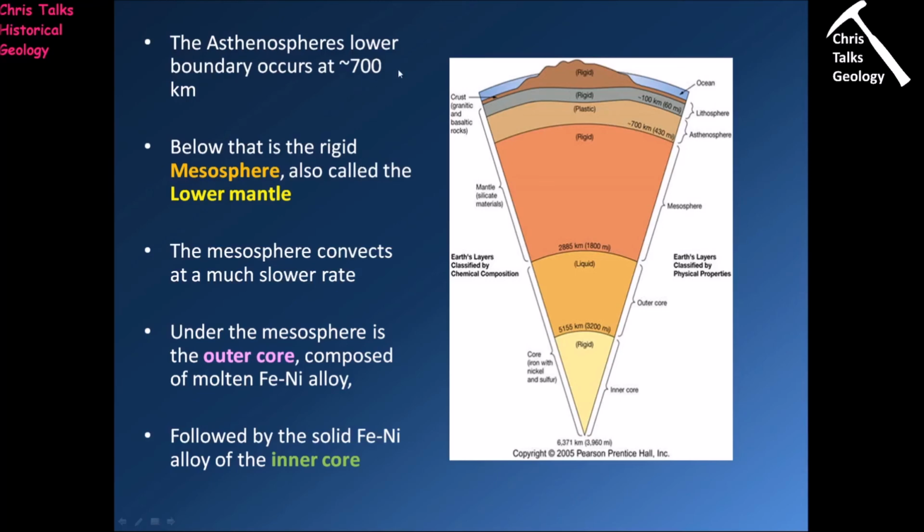So the asthenosphere's lower boundary is about 700 kilometers down, and below the asthenosphere we have the mesosphere, also referred to as the lower mantle. Now the mesosphere is solid, and it's made up of magnesium iron silicates.